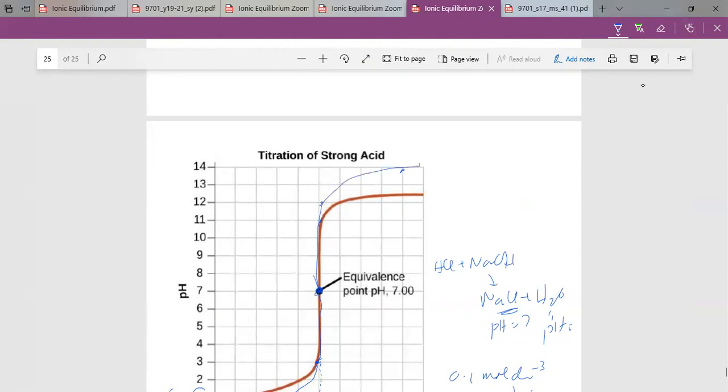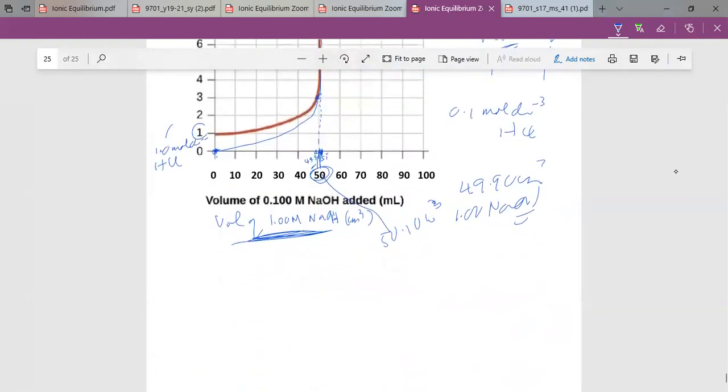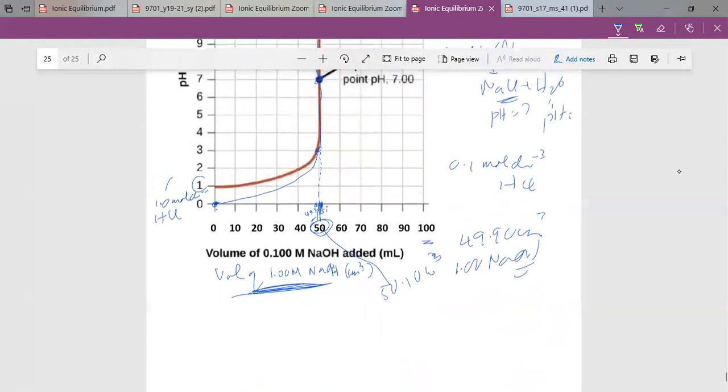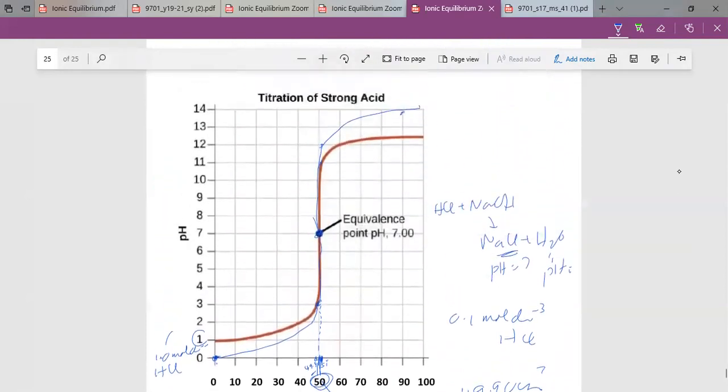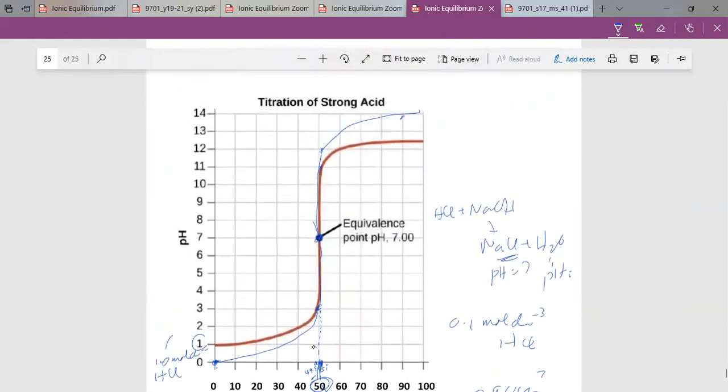Okay, somewhere here. See? That means this is past your endpoint already. So see this. Now this is called the S curve, or the titration curve, for strong acid, strong base.